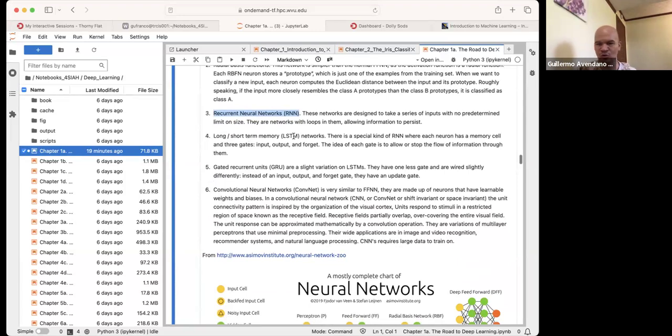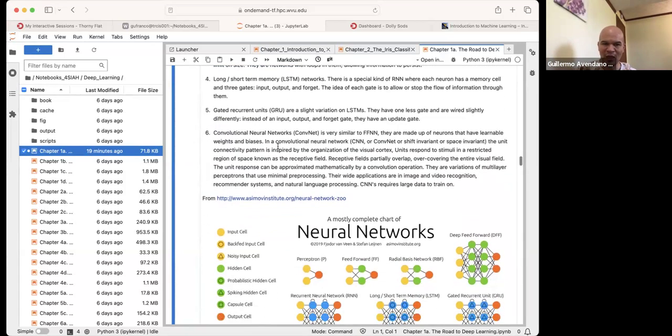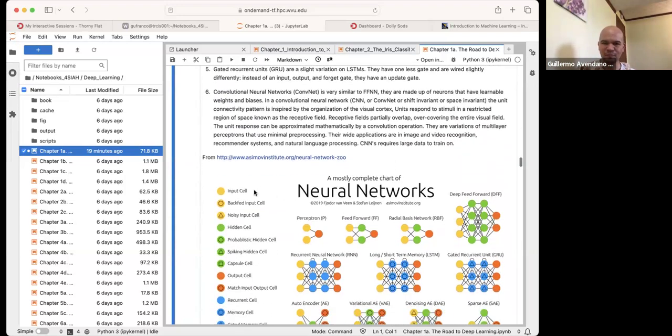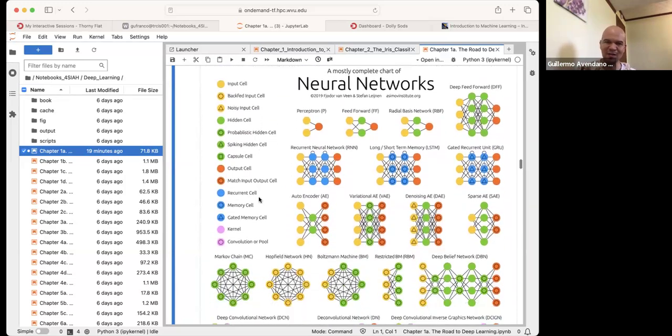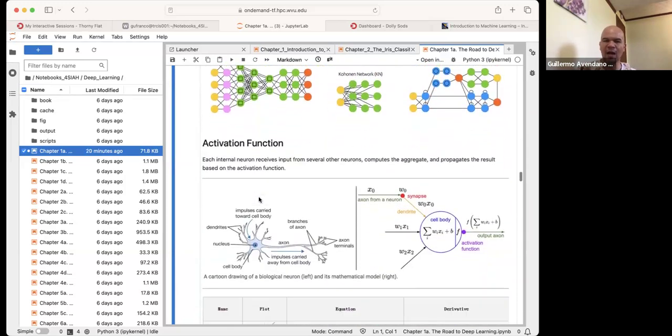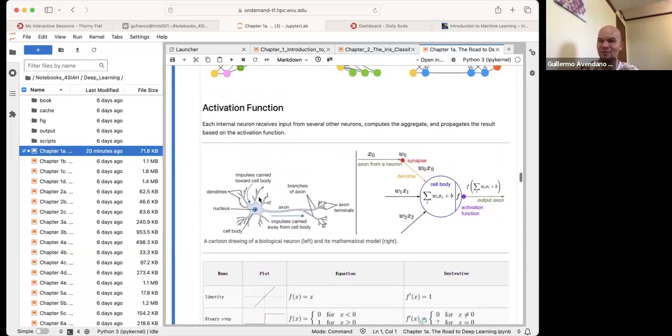And long short-term memory, also used for time series. And the convolutional neural networks, we will describe those, are specialized for images, for video, for a specific kind of problems where they fit nicely. And okay, a quick description of the different activation functions.